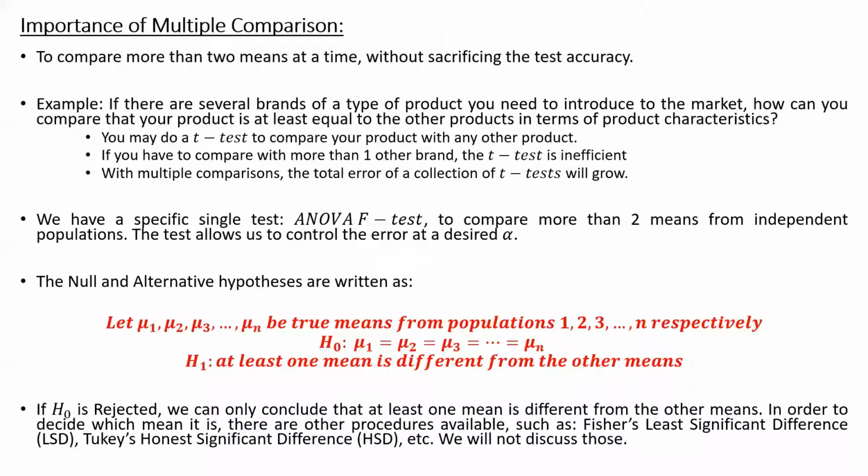However, when we write down the null and the alternative hypothesis this way and perform the Anova F test, then H0, the null hypothesis, if rejected, we can only conclude that at least one mean is different from the other means. However, the test will not straight away tell us which mean or means is different from the other means. In that case, if the null hypothesis is rejected, then in order to decide which mean or means are different from the other means, there are separate other statistical procedures available, such as the Fisher's least significant difference, abbreviated LSD, Tukey's honest significant difference, abbreviated HSD, etc.